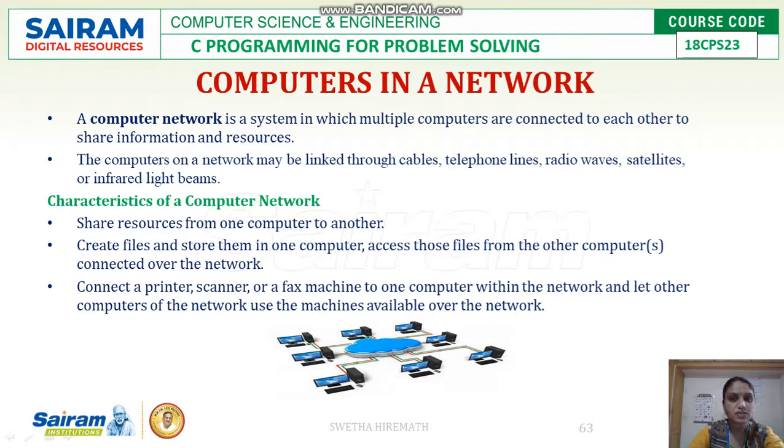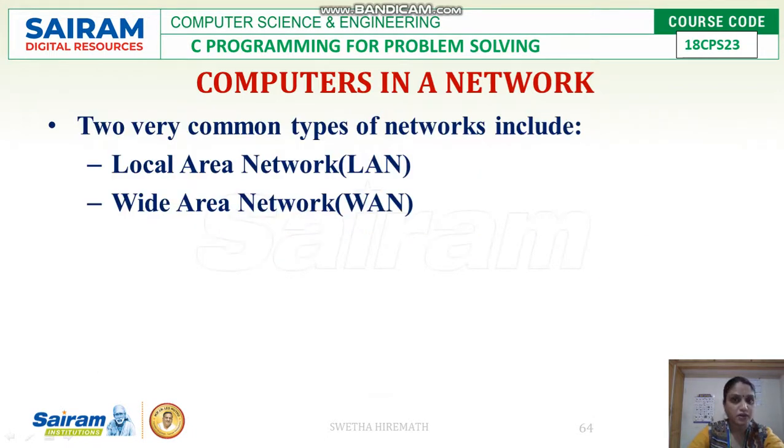Then coming to the characteristics of a computer network. What are the main characteristics of a computer network? We can share resources from one computer to another. We can create files and store them in one computer, and access those files from the other computers connected over the network. And also we can connect a printer, scanner, or fax machine to one computer within the network and let other computers of the network use the machines available over the network.